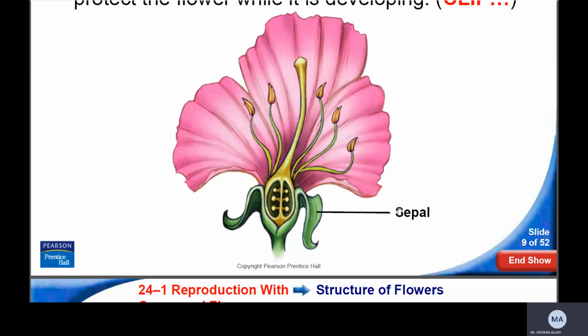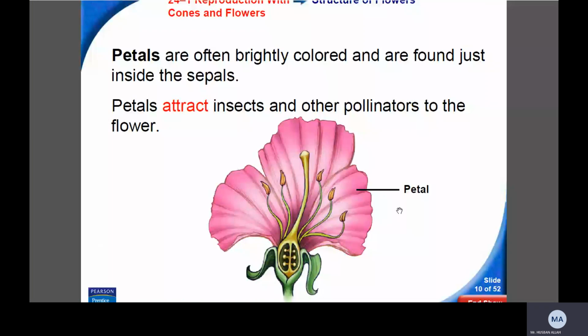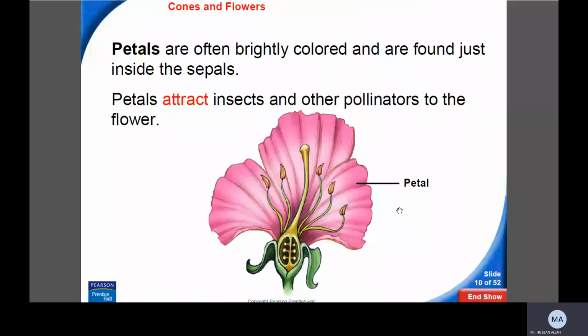That is about petals, right? Petals are often brightly colored and are found just inside the sepals. We are saying the flower is protected by the sepals, so for the internal parts, the sepal is going to protect the second part, which is the petal, the colored part of the flower. The color of the flower depends on the pigment present here, right? So the function of the sepal is also to protect the petal, which is the second part, the colored part of the flower. Petals attract insects and other pollinators to the flowers.